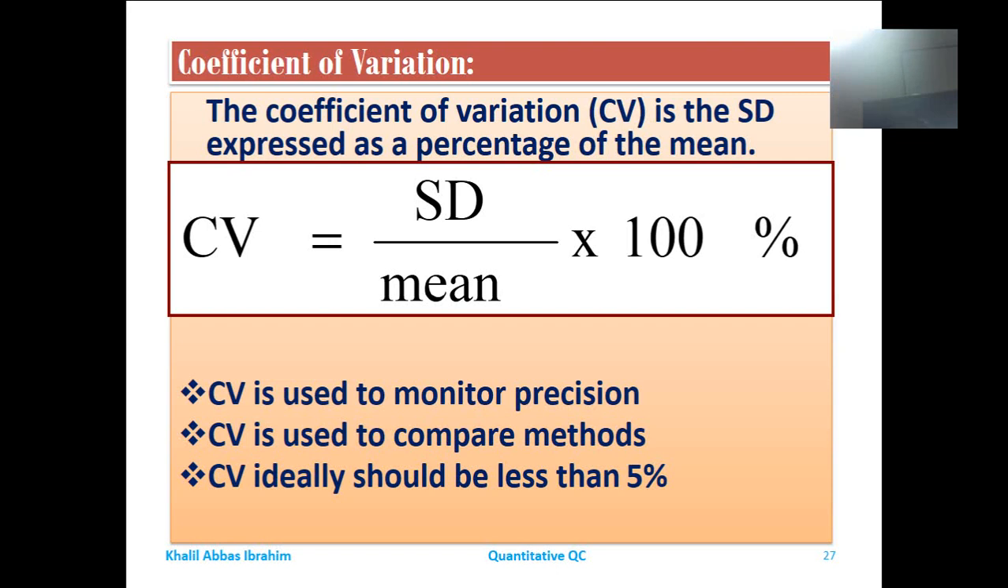If it is very narrow, achieving a very minor value, it means that the system is very competent and precise. Coefficient of variation is used also to compare methods. Those methods maintaining a small value or small percentage are preferred over those maintaining higher values. Coefficient of variation ideally should not exceed 5%. It should be less than 5%.